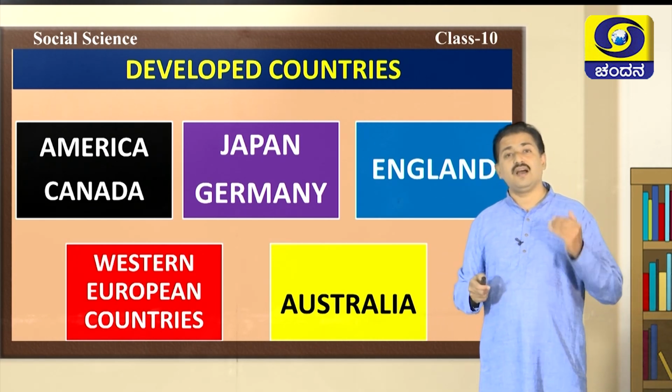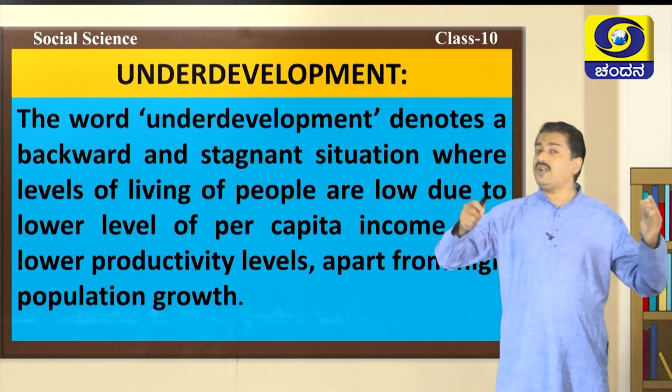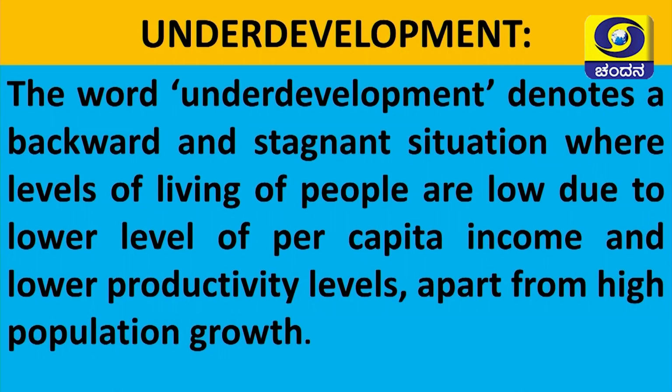That is why we say they are developed. If this is development, what is underdevelopment then? Underdevelopment means a backward and stagnant situation where levels of living of people are low due to lower level of per capita income and lower productivity levels, apart from high growth in population.